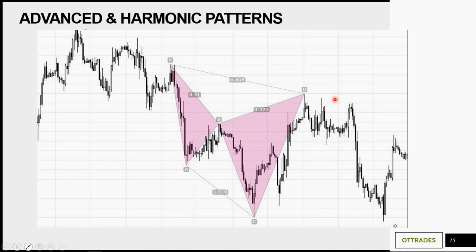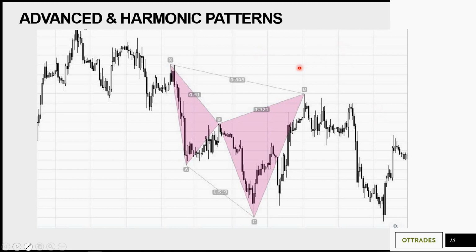Once we've entered the trade, we need to know where we're going to take targets and where we're going to place stop levels. If you're trading this conventionally, stop levels and targets are usually based on fib extensions and fib retracements again. All of these advanced and harmonic patterns are solely based on fib retracements and extensions, which is why I've included them in this lecture.